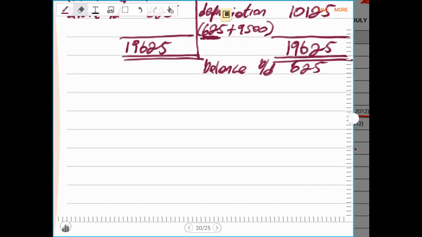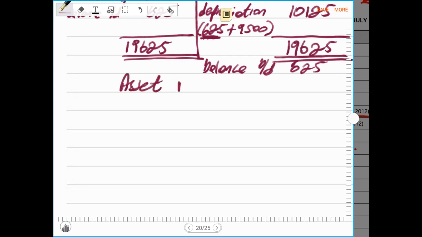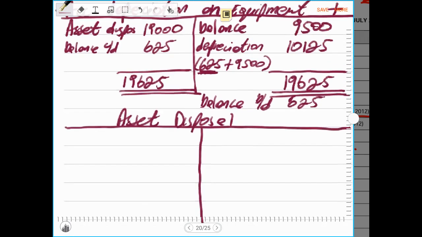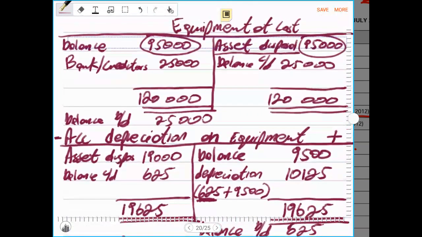We shall continue doing the last ledger account, and the last ledger account is the asset disposal account. This ledger account we always record from the previous ledger accounts. The double entry rule still applies, it does not change. We say for every debit there must be a credit, or for every credit there must be a debit.